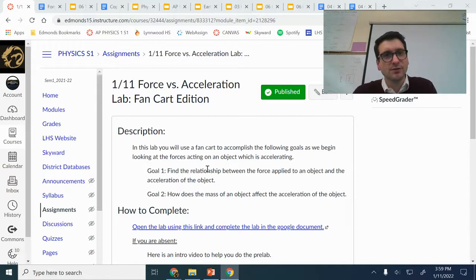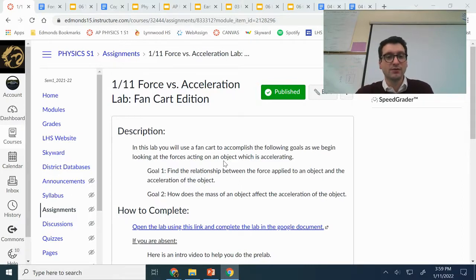So here's the deal, right? So far in this class, we've really only focused on objects that have balanced forces. Meaning that the force to the right is equal to the force to the left, and so that means that the net force, the total force, is zero. But now we're going to start looking at things that are going to accelerate. So that means their net force is not zero.